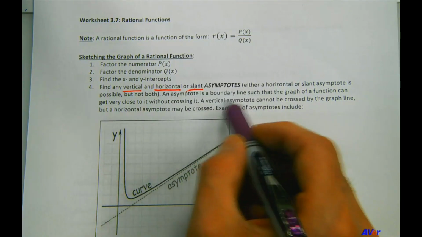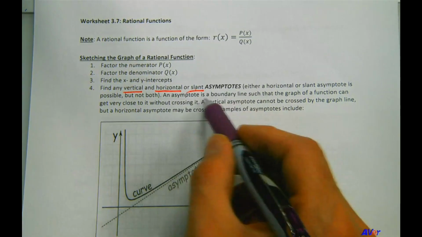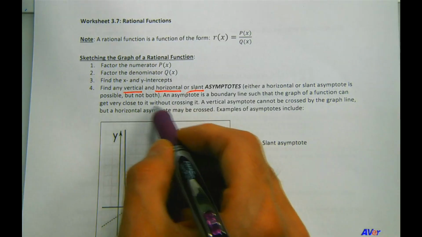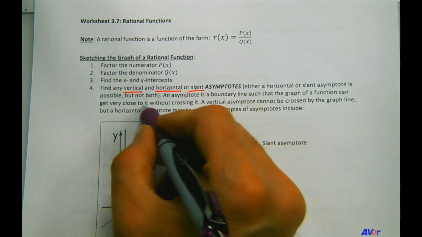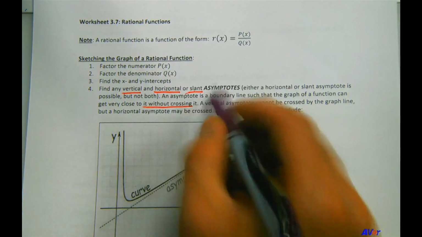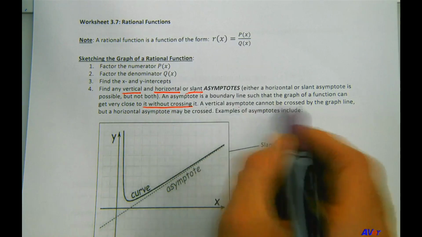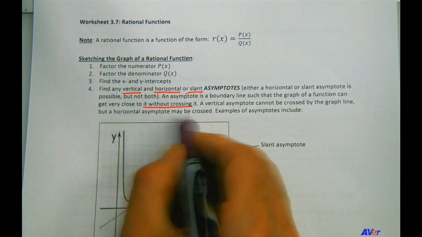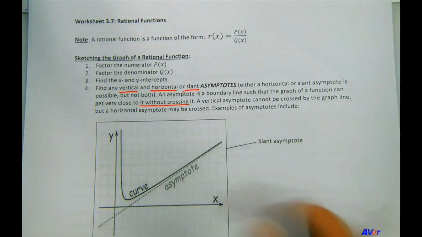So an asymptote is a boundary line. I'm defining what an asymptote is here. An asymptote is a boundary line such that the graph of a function can get very close to it without crossing it. Right after this, I add a very important statement. It says, a vertical asymptote cannot be crossed by the graph line, but a horizontal asymptote may be crossed. And we will next look at examples of asymptotes.